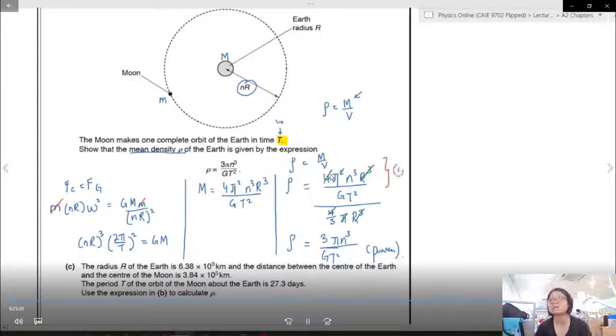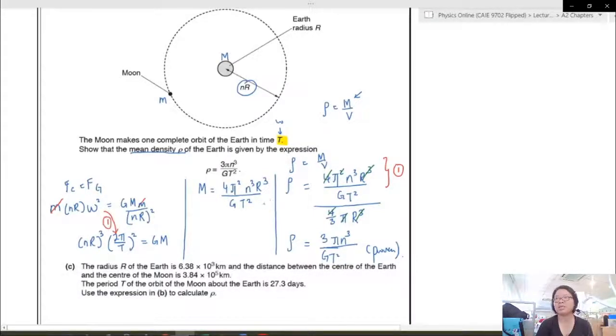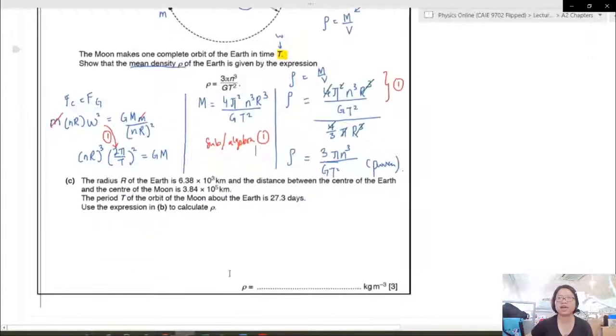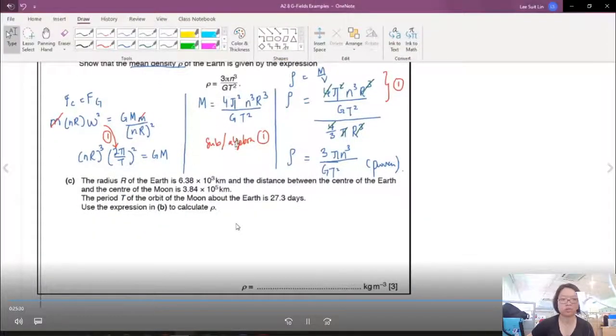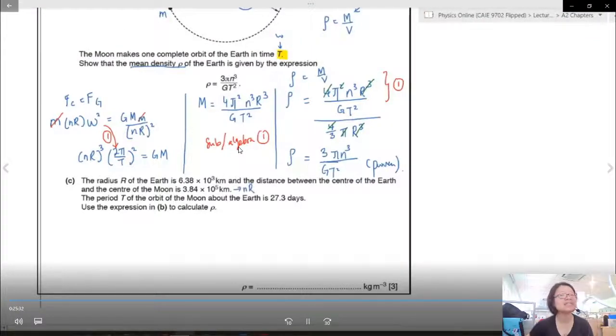Okay, so where are the marks? 1 mark is when you substitute a correct expression for m into m over v, as density. Okay, the other mark is your FC is equal to FG and then suitable algebra, convincing algebra. 1 more mark. Okay, next.